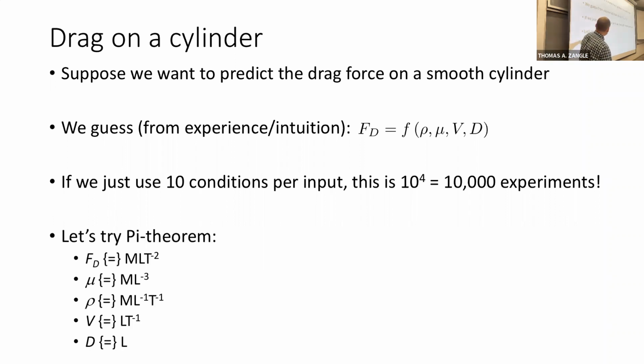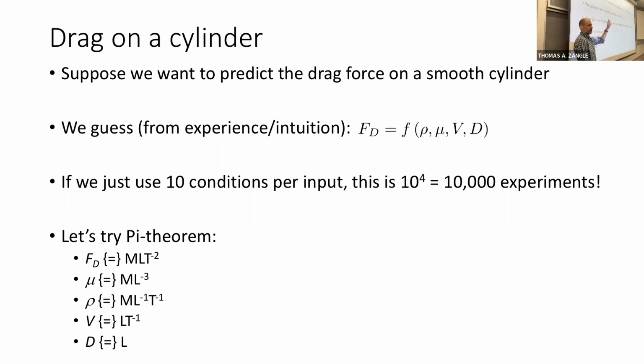So if we use the pi theorem, we start by looking at the dimensions of each one of the quantities, right? So we have M L per T squared for force and so on for our other variables. We recognize that we have 1, 2, 3, 4, 5 variables. We have mass, length, and time. So we have 3 primary quantities, right?